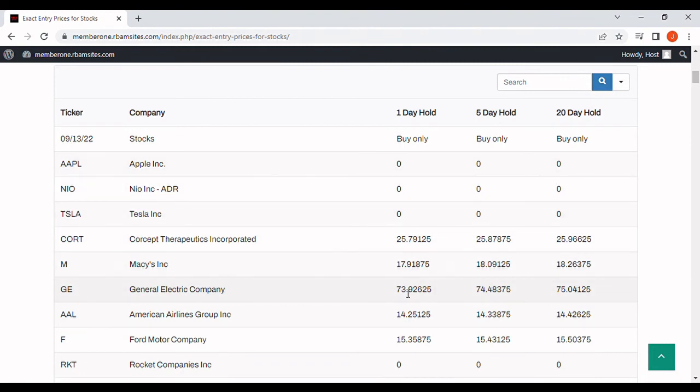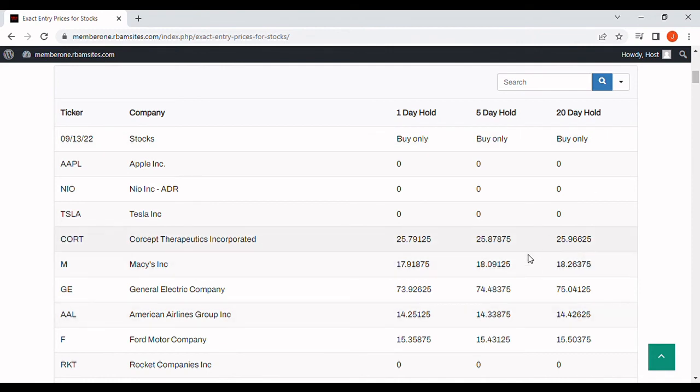We do have a lot of entries on here today. Yesterday we had almost none. We have Macy's, General Electric, American Airlines, Ford, and so forth. And again, buy today in this column, assuming your own analysis says it's a good idea, and you would close out the end of trading, worst case end of trading tomorrow just before it closed at a loss, or take your profits sooner. And the same thing over here on the 5 and the 20.